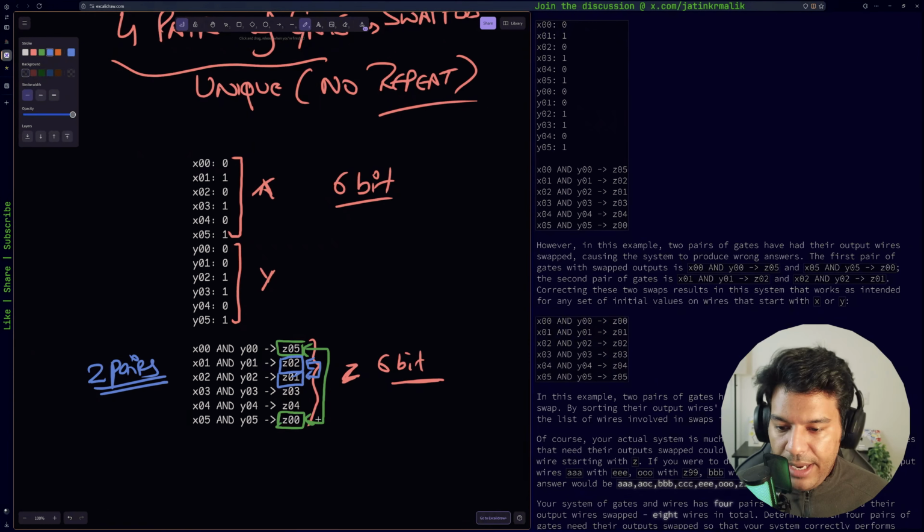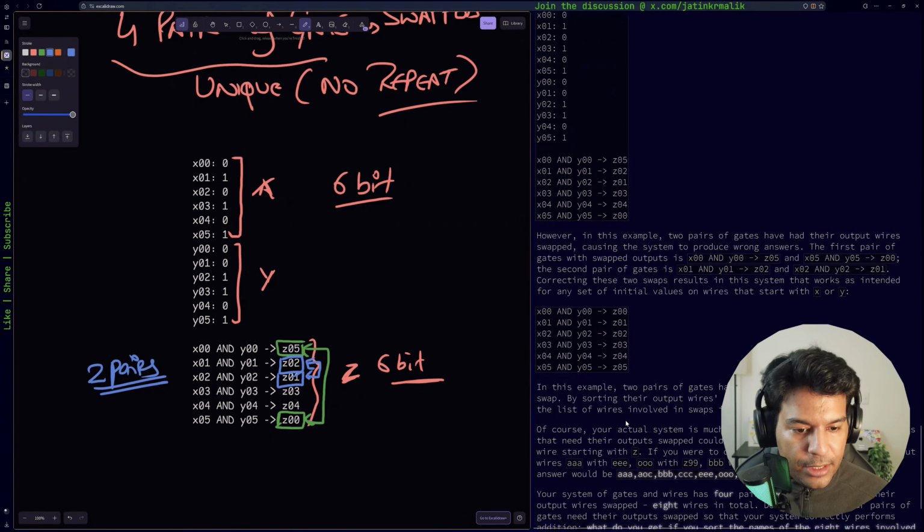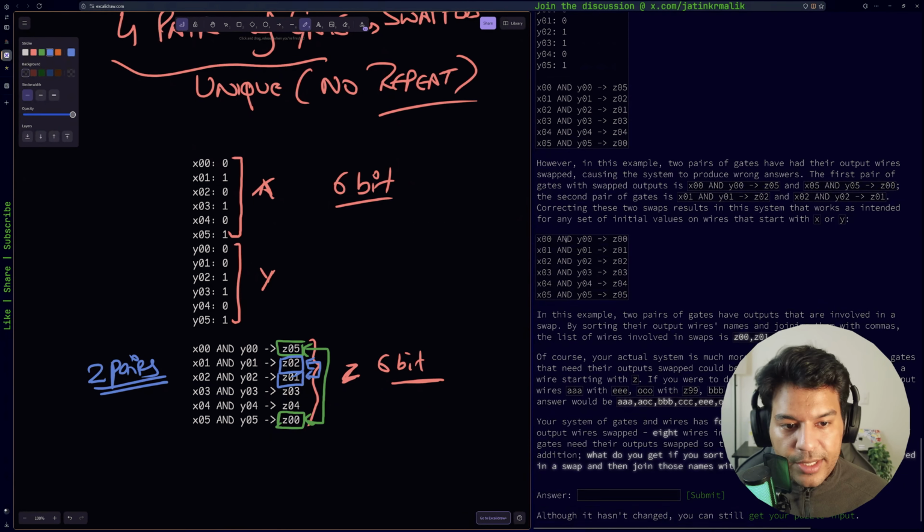And if we were to swap them back, it will fix our solution, where z00 is z00, z01 is z01, z02 is z02, and so on.